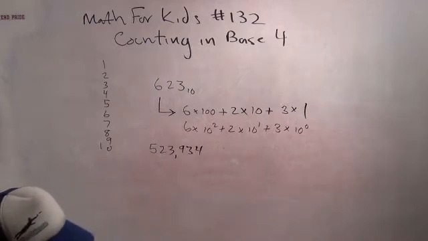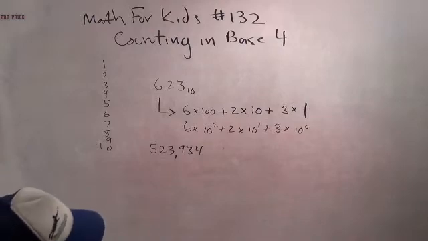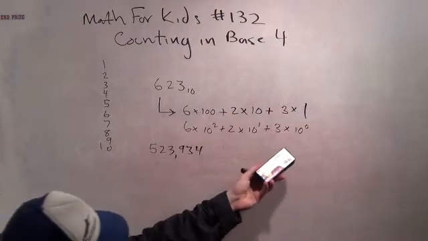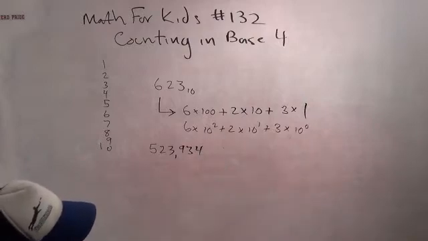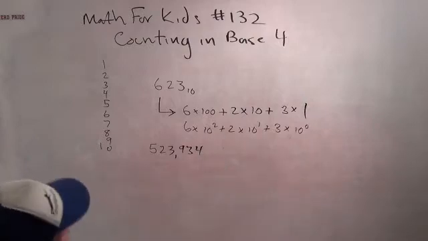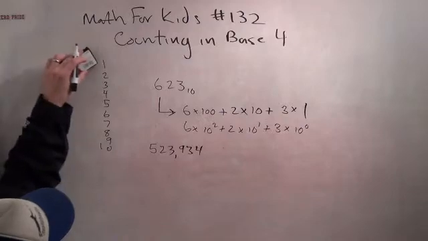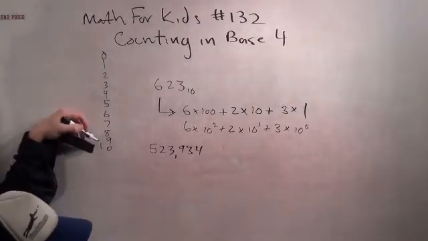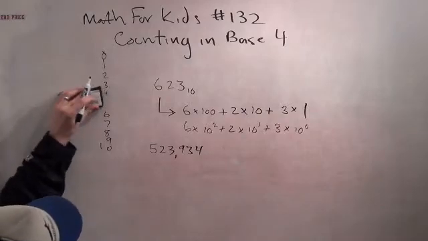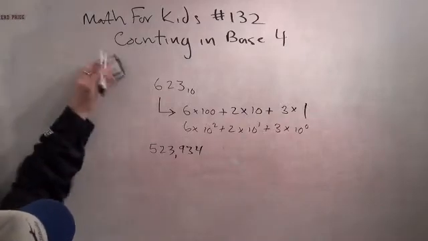Okay, but what we're going to do today is go to base 4. And the only difference between base 10 and base 4 is that the numbers are going to be represented, instead of powers of 10, by powers of 4. And as a result of that, instead of having the digits 0 through 9, we're only going to have the digits 0 through 3. That is all we need.